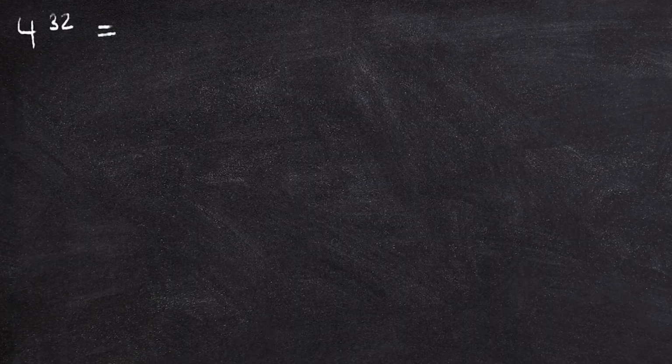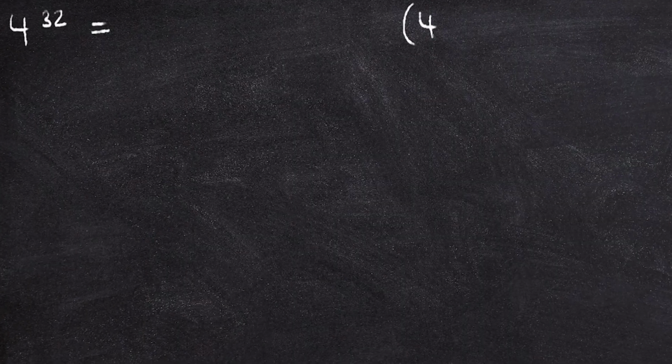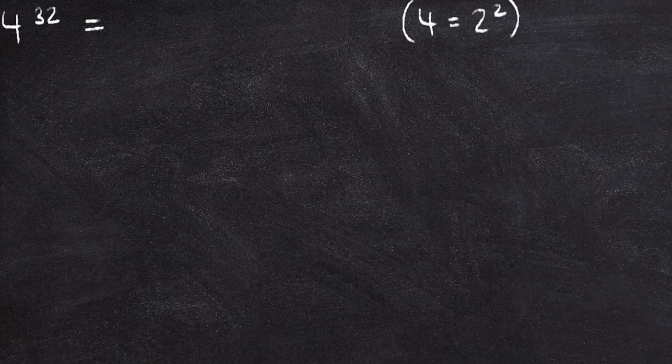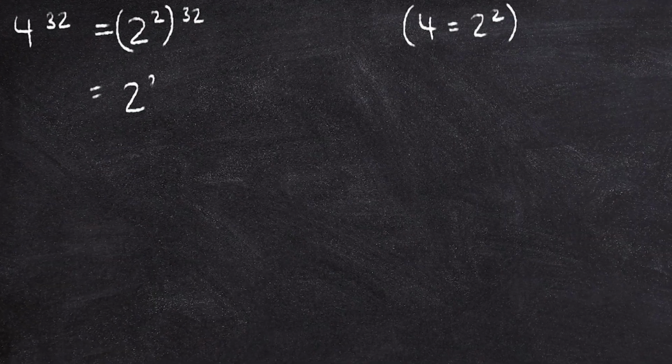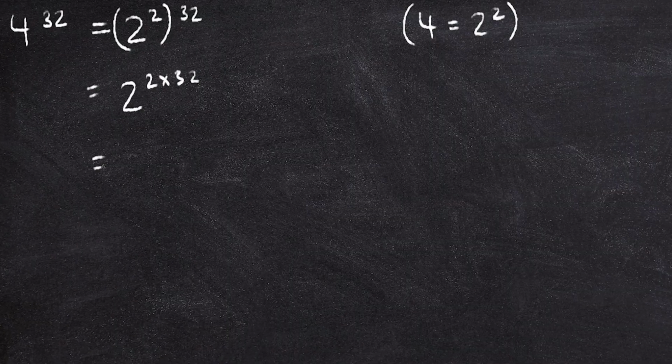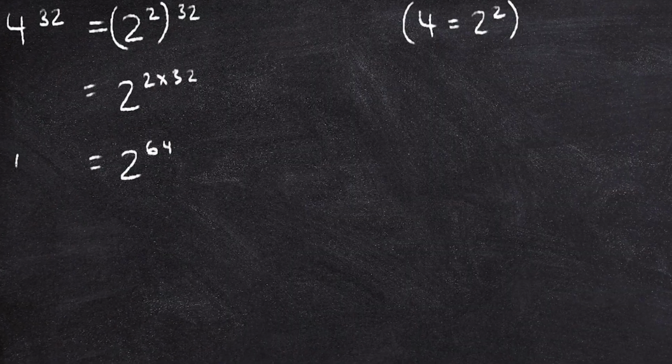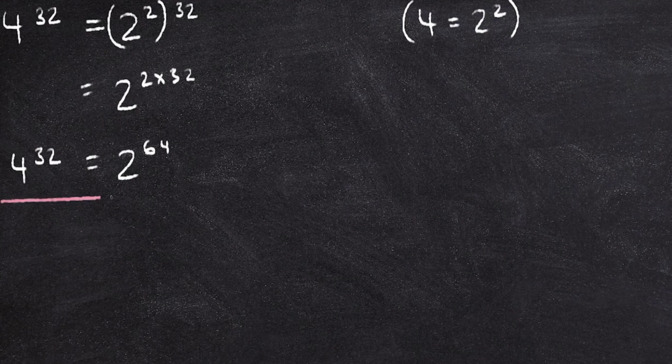Now you can also do the same thing but backwards, so if we have 4 to the 32, we know that 4 equals 2 to the 2, so we can replace that with 2 to the 2, and now we're just raising a power to another power, so we can multiply them together, which tells us that 4 to the 32 equals 2 to the 64.